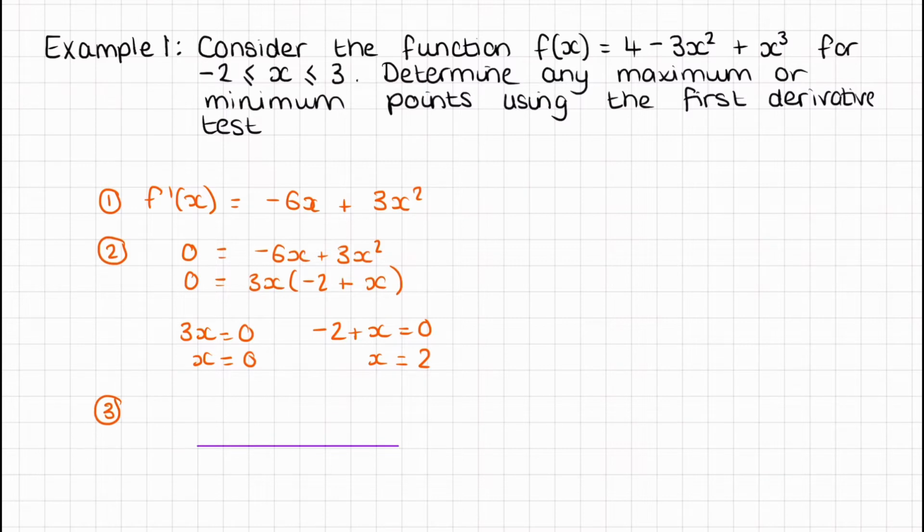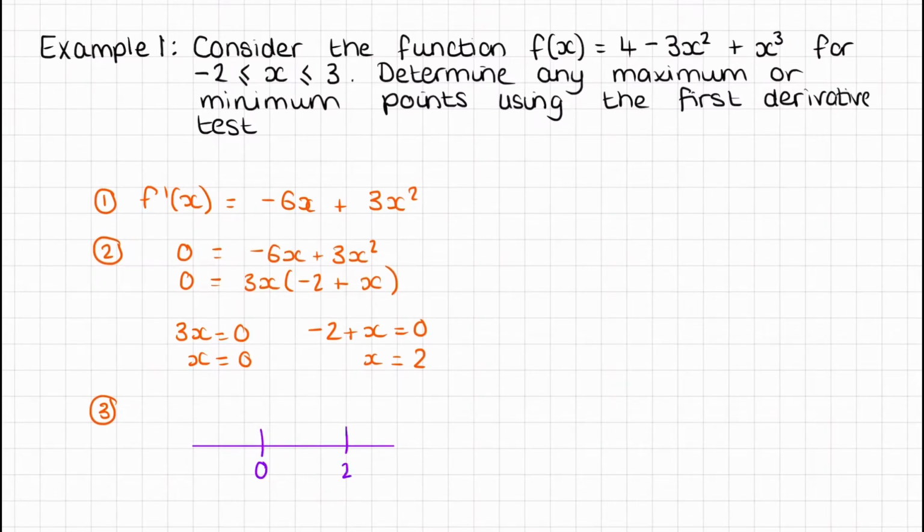What we do is we draw a number line. We put on here our two turning points, which are at 0 and 2. Now also in the question, it tells us our domain has to go between negative 2 and 3. So we also want those two values on the number line too. Now what we want to know is what is happening before and after our two turning points. Because if the gradient is increasing and then decreasing after a turning point, we know it's going to be a maximum. Or if it's decreasing and then increasing, we know it will be a minimum.